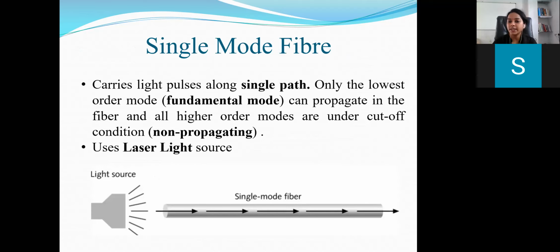Now, what is single mode fiber? There are two types of fibers. One is single mode fiber and the other one is multi-mode fiber. So what is a single mode fiber? As in the diagram you can see, this is the light source, and we have to give the data to this cable. Single mode fiber carries light pulses along a single path.